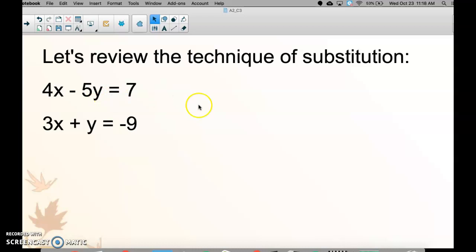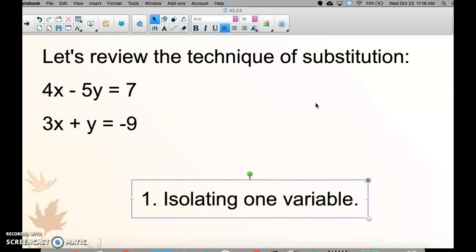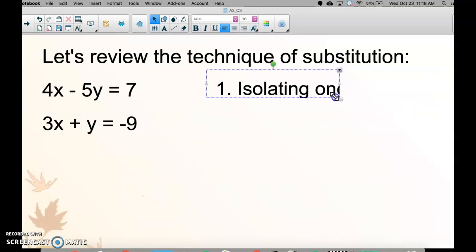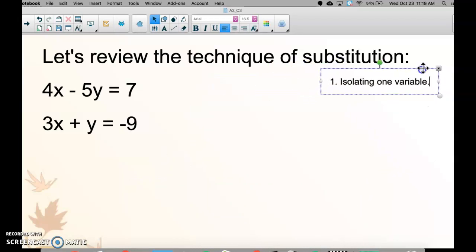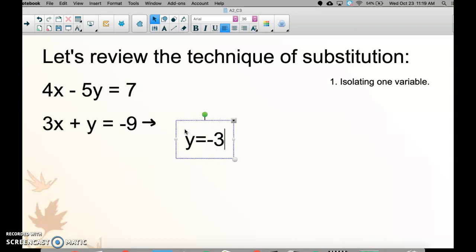So the first idea here, and the way that we're going to solve this, is starting by isolating one variable in one equation or the other. It doesn't matter which one. Let's make this a little bit smaller. So I'm going to do the second equation just because it's nicer to isolate, because the y is already by itself. So when I isolate this, I get a new equation that is y equals negative 3x minus 9.